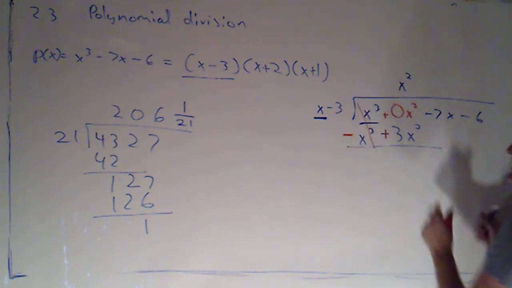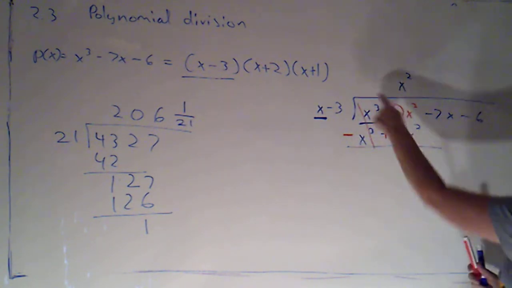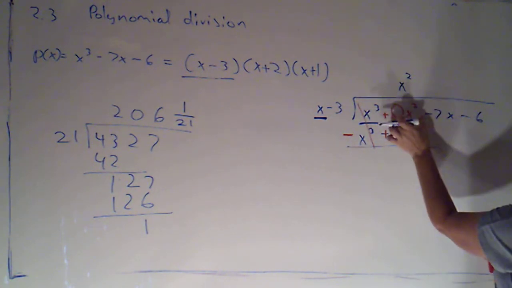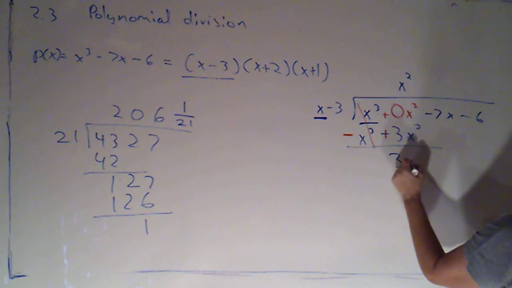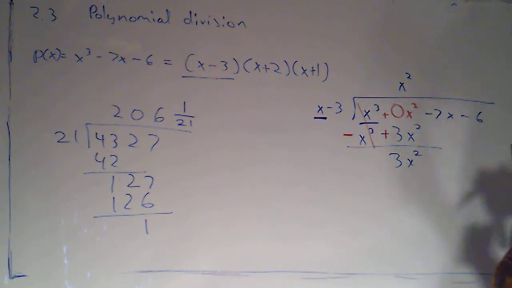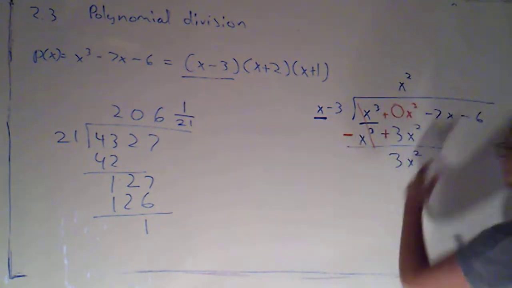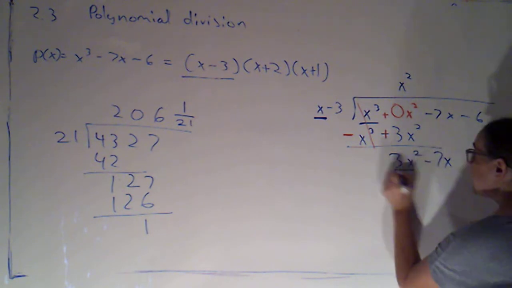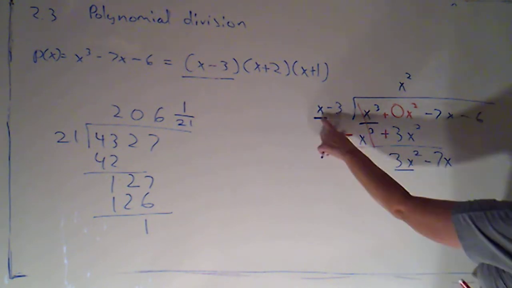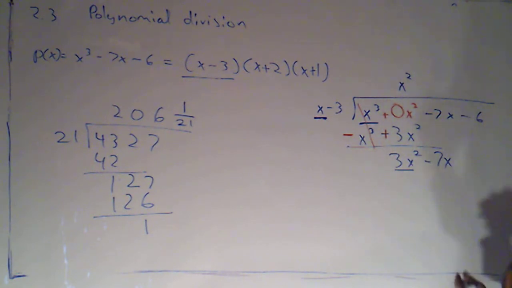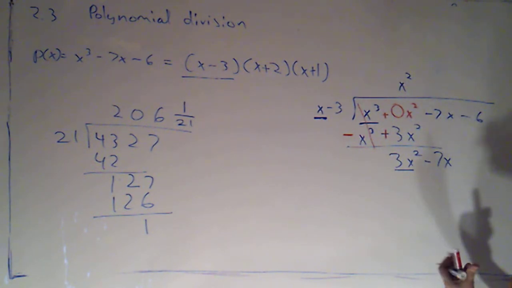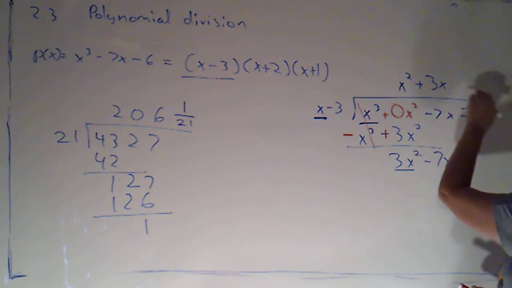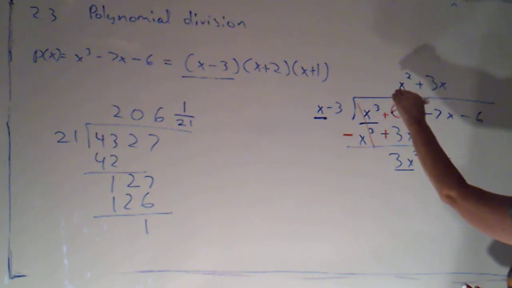Now the x cubes are going to cancel, and that should always happen. We set it up so that we had a perfect match in our first term so that they cancel out. Now I had nothing, but I'm adding 3x squared. That gives me 3x squared. And just like over here, we brought down the next term, I'm going to bring down the next term. There's my minus 7x. And then we repeat. So I look at the lead terms. What would I multiply x by to get 3x squared? 3x. So I'm going to add 3x to the list of things that I'm multiplying by.